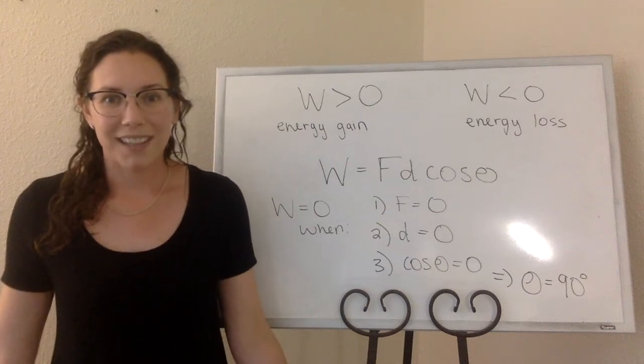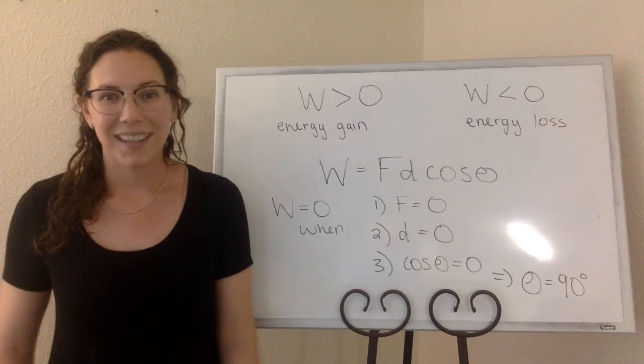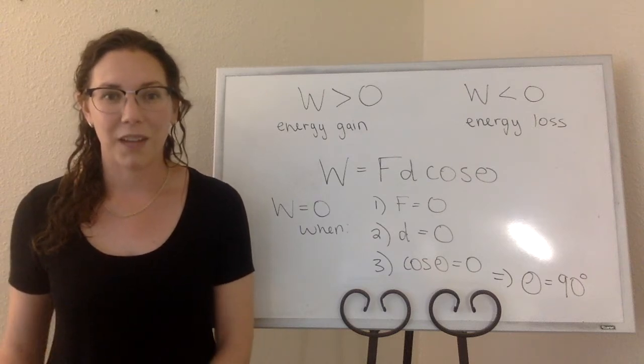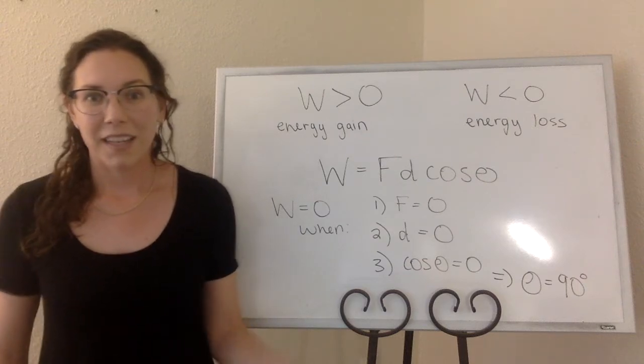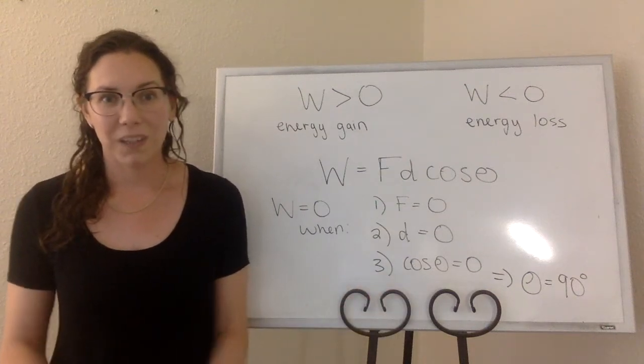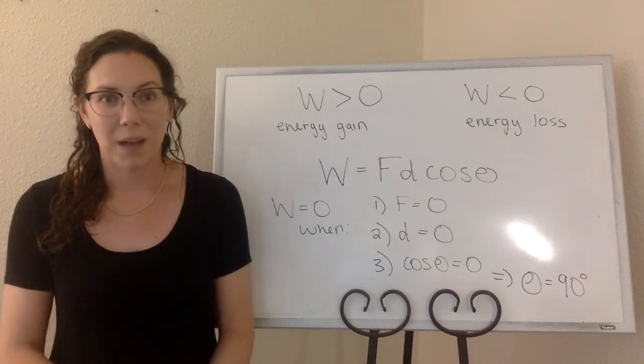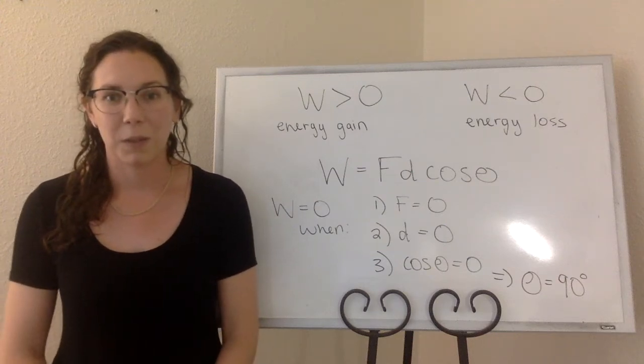But it also applies to the net force. If the net force acting on an object is 0, then there's no net work done on the object as well. The next one is when d equals 0. If the object doesn't move, there's no displacement, then there's no work done on that object as well. We need to have a displacement in order for work to be done.